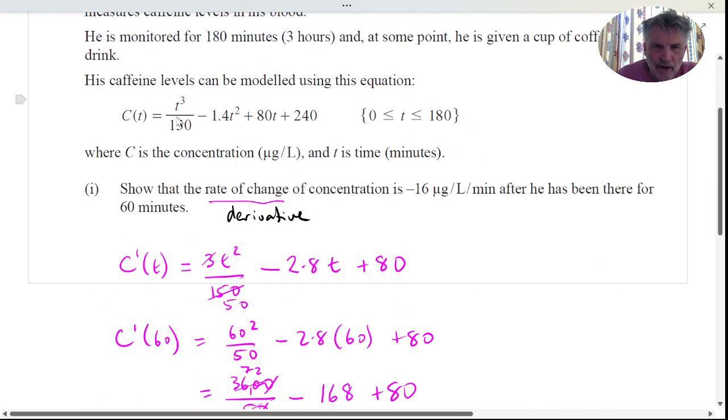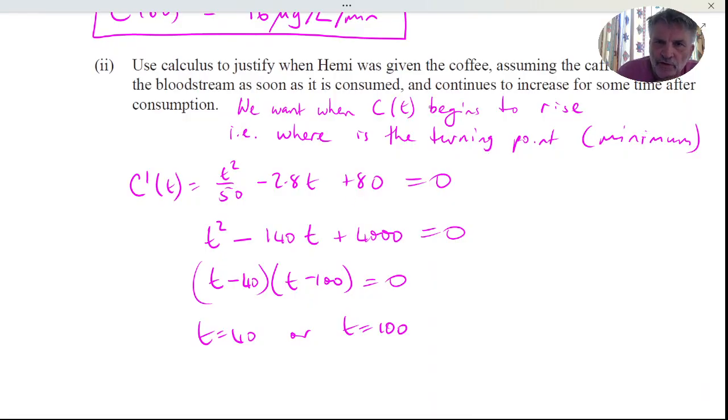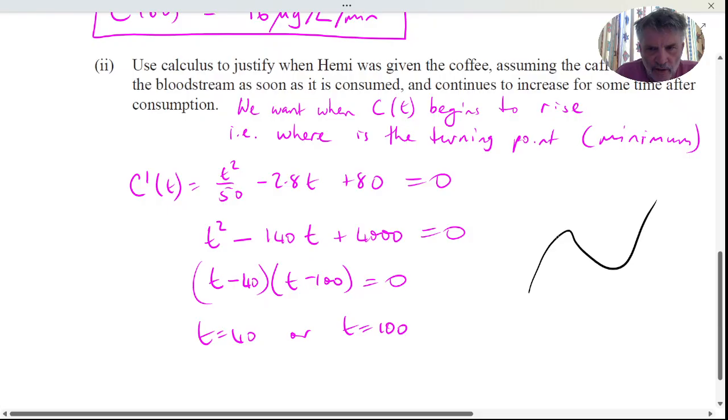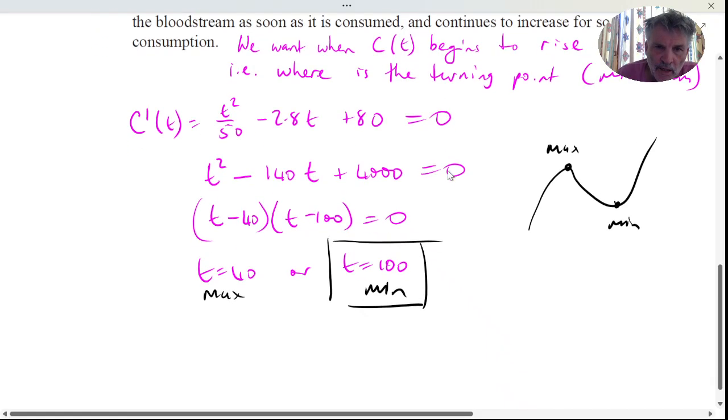We started off with a quadratic. We looked at this before. When the coefficient of T cubed is positive, the quadratic goes like this. So the first point will be a maximum and the second point will be a minimum. So this one's a maximum, this one's a minimum, and it's the minimum that we want.